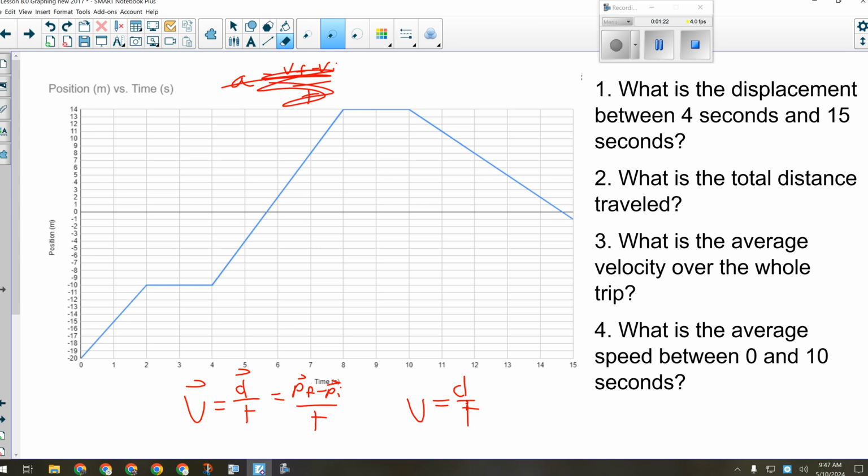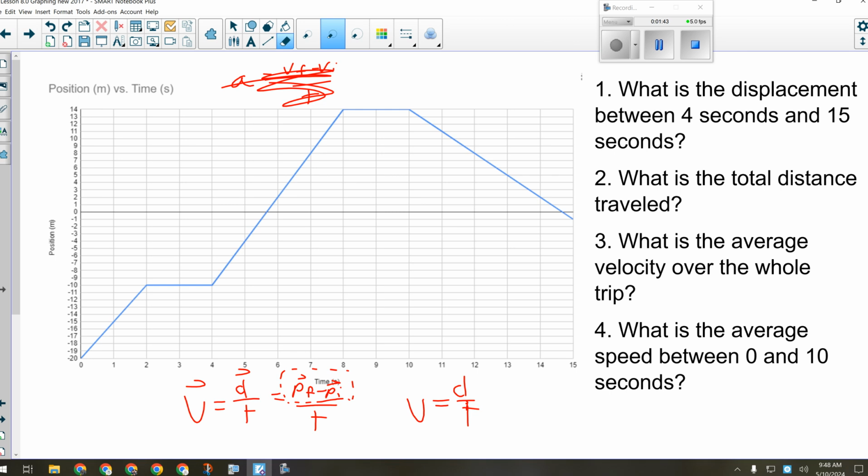Okay, so what's the displacement between 4 seconds and 15 seconds? Well, I know that I can calculate displacement with this formula if I have v, but I don't have it. But I can also calculate displacement by taking the final position and subtracting the initial position. So that's what I want to do.